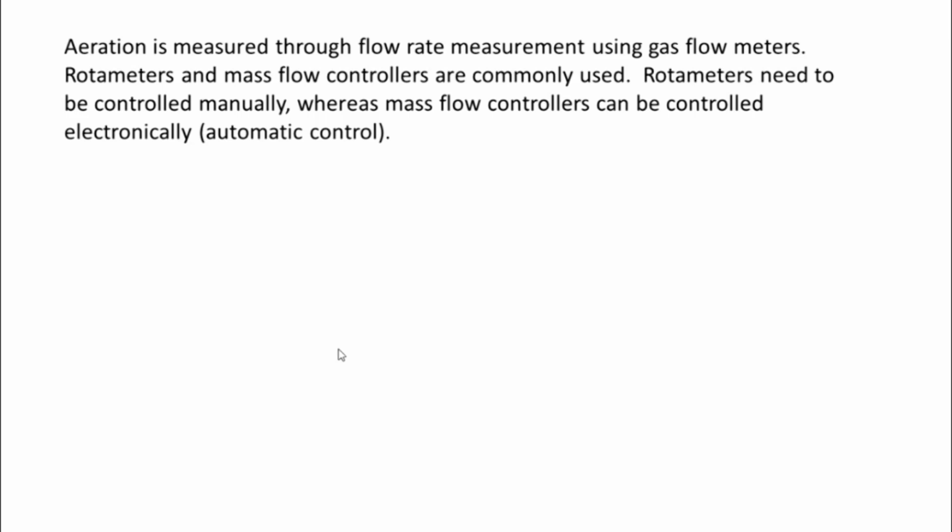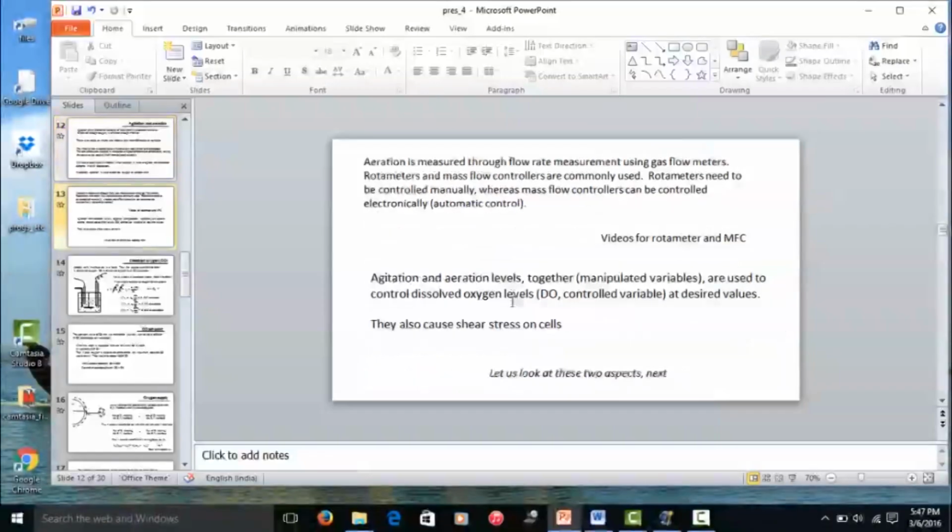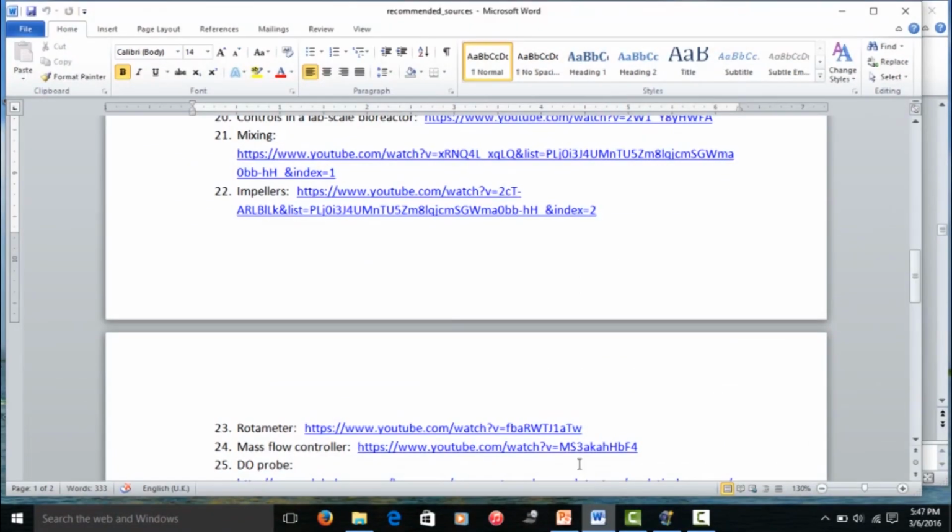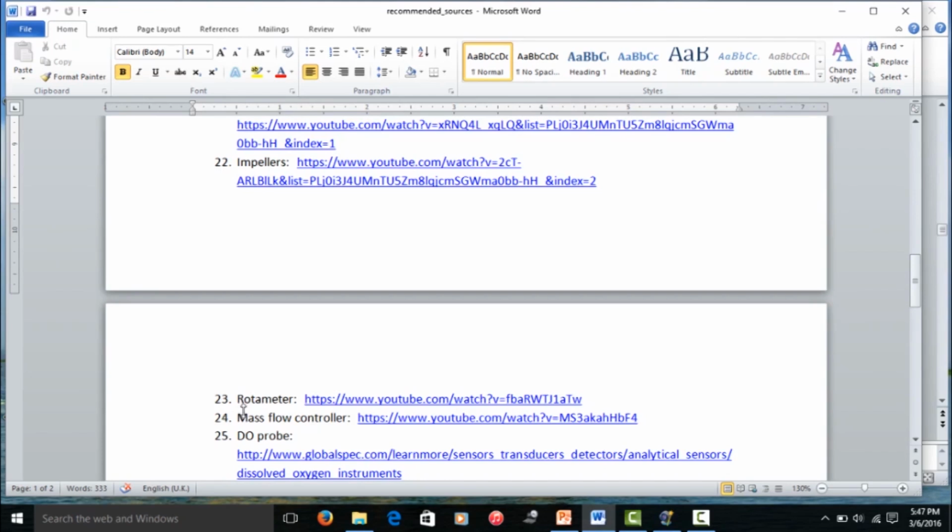Aeration is measured through flow rate measurement using gas flow meters, as they are called. Rotameters and mass flow controllers are commonly used. Rotameters need to be controlled manually, whereas mass flow controllers can be controlled electronically through automatic control. There are a couple of videos that I would like you to see on the rotameter and the mass flow controller. The mass flow controller principle is very interesting. Let me point out those videos to you. Number 23 gives you the video for the rotameter, number 24 for the mass flow controller. You may want to see them.